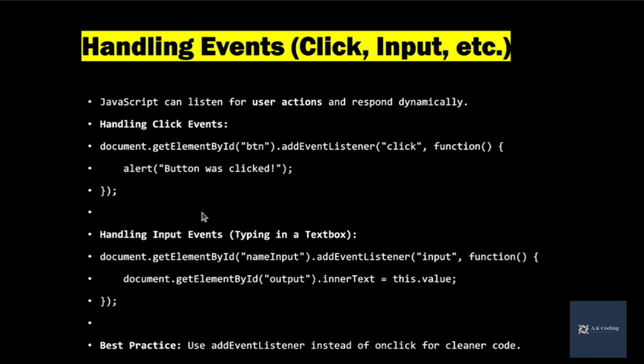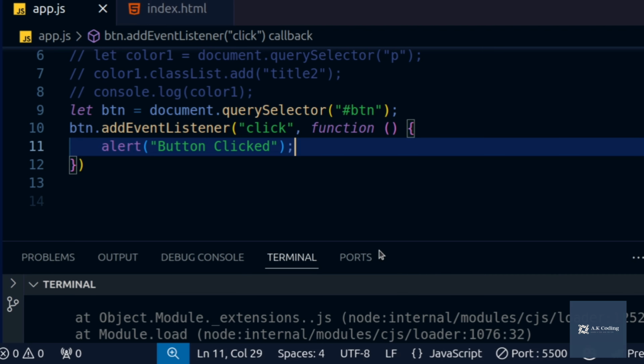So the next thing we're going to learn, handling input events, which is typing in a text box. So as you can see, we are getting a text box by its ID, which is name input, and we are adding event listener with the name input, which is a specification of add event listener in JavaScript. And we are changing this value to this value. So we're changing getElementById, which is output, and we have this one also, another text, and we're putting inner text this dot value. So we can handle this one also.